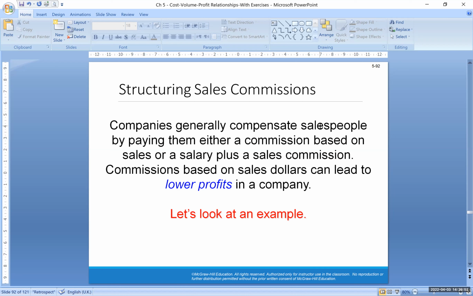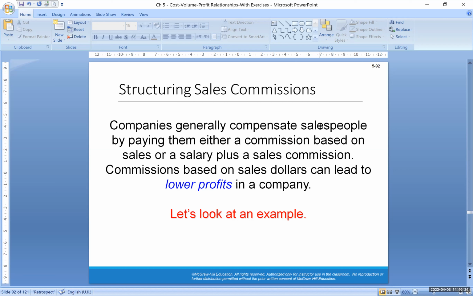Let's stop here. This is quick information about the structure again. Structuring sales commissions. Companies generally compensate salespeople by paying them either a commission based on sales or a salary plus a sales commission. Compensation based on sales dollars can lead to lower profits in a company.